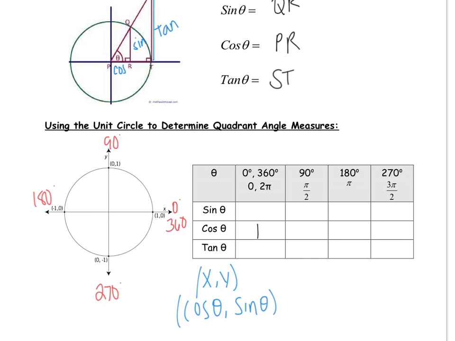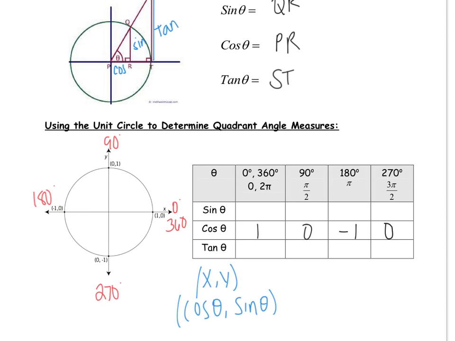Okay? If I want to find cosine of 90, I look at the x value, which is 0. If I want to find cosine of 180, I look at the x value, which is -1. If I want to find cosine of 270, I look at the x value, which is 0.